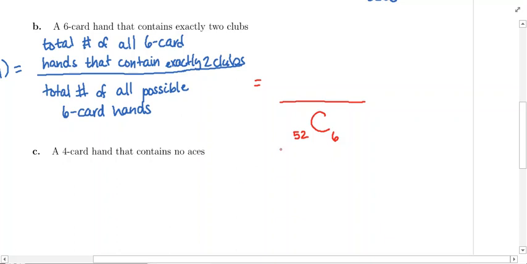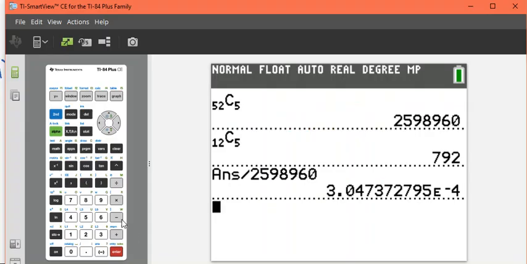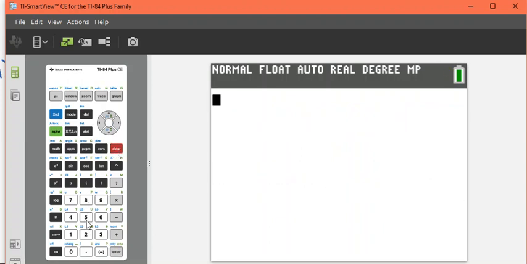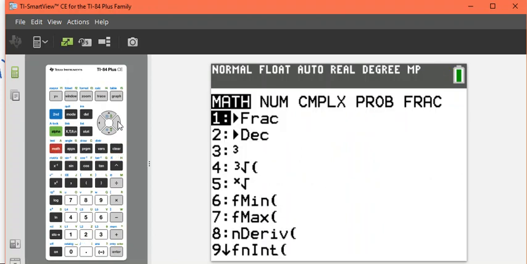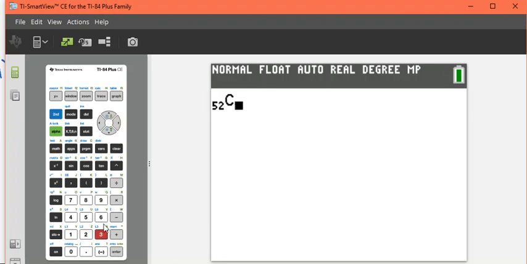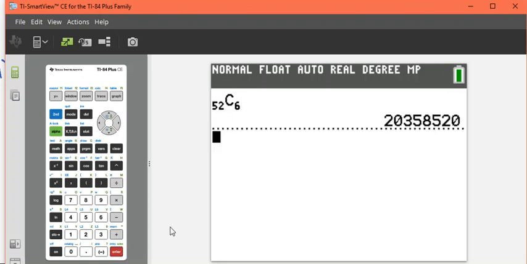Since we're here, let's go ahead and compute that on the calculator. So I'm going to clear out my previous work. We're going to do 52 choose 6. There's the number of possible 6 card hands.